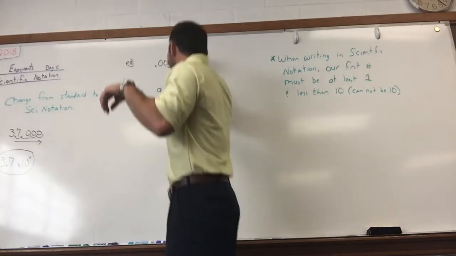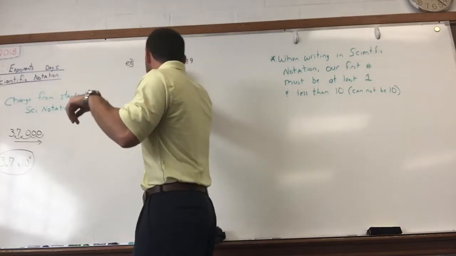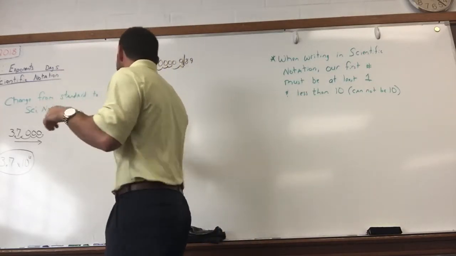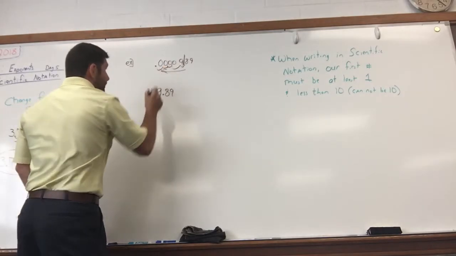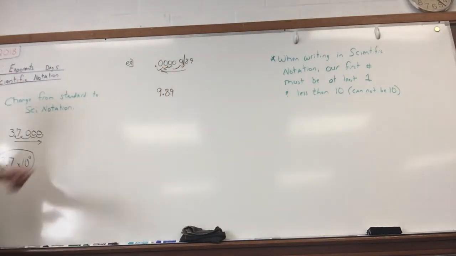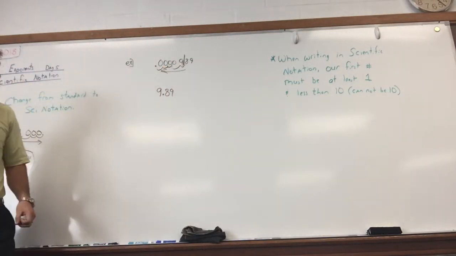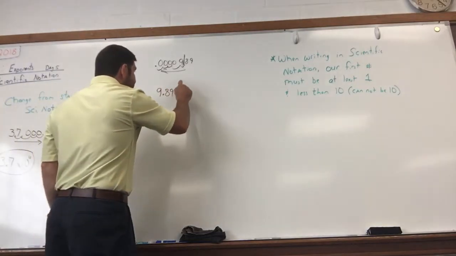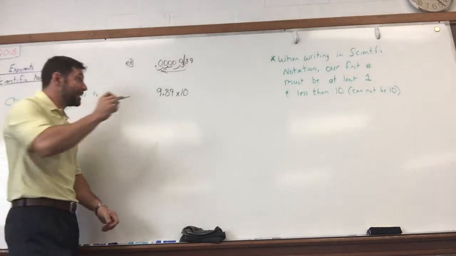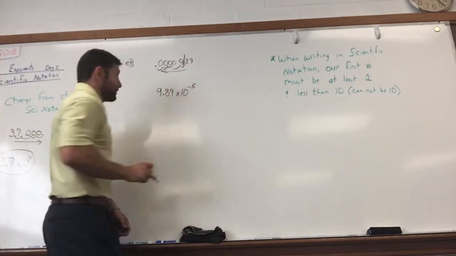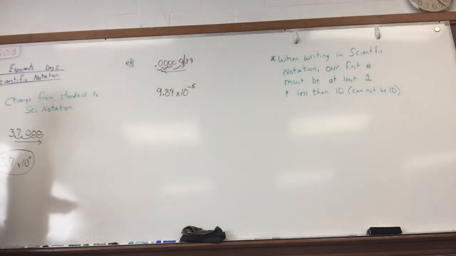1, 2, 3, 4, 5. Okay, I had to take my bunny tail off. So it was 5 bunny hops to which direction? To the left. We always go to our original number. So this time it's 9.89 times 10 to the what? Negative 5th. Yes, ma'am. How come you don't include the 8 and the 9 in this?